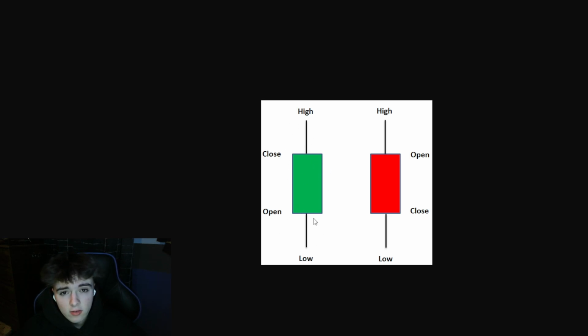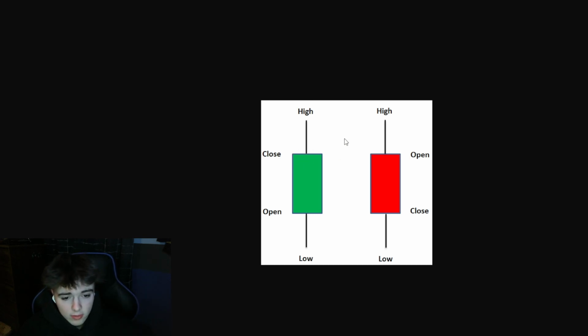What the wicks do is show where price went at some point within that time frame, right? So on this buy candle, at some point within this time frame, price pushed down to this low and up to this high, right? So imagine price opened here, pushed all the way down to here, all the way up to here, and then would have closed right here, right?